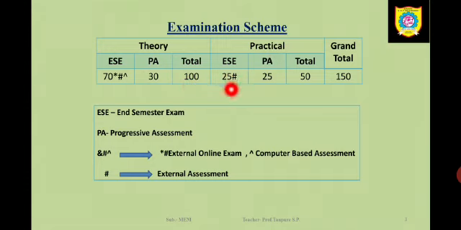So end semester examination is of 25 marks and what this hash indicates, that is external assessment. Means this subject is having the external practical examination of 25 marks and 25 marks are for progressive assessments. Means this 25 marks are for your practical assessment, whatever the manual you are going to prepare. So for that 25 marks are given. So likewise, this is the examination scheme for this subject.